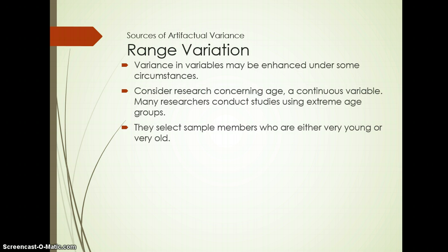Okay, so the other type of range variation is range enhancement. This definitely still occurs, but it's probably less corrected for. In this instance, I'll give an example of age, a continuous variable. Oftentimes researchers conduct studies using extreme age groups. So you're trying to look at how age could play a role in something, and to accomplish this, researchers might select members who are either very old or very young.